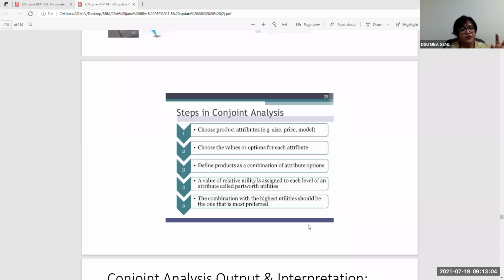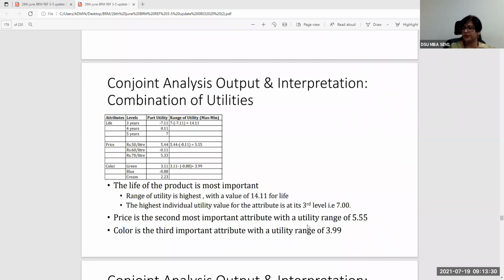So you're talking about different combinations of product utility levels, which are preferred by the customer and which can make some meaningful sense in proposing the product for some kind of usage. So the value of relative utility is assigned to each level of an attribute, which is called the part-worth utilities. We'll see the calculation, and the combination with the highest utilities is the one that is indicated to be preferred. All right, so what you have on your screen is an indication of that itself.